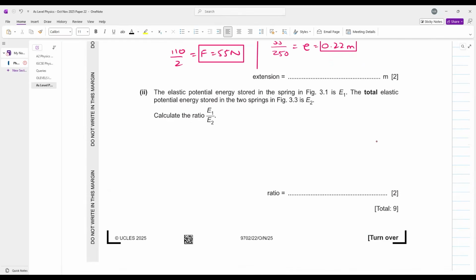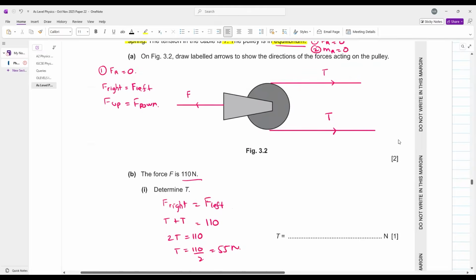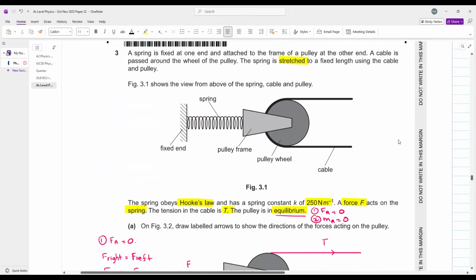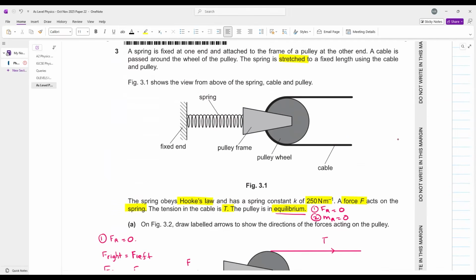The elastic potential energy stored in the spring in figure 3.1 is E1. The total elastic potential energy stored in the two springs is E2. Calculate the ratio E1 over E2. We have to find E1 over E2. First of all, let's find E1. What is the energy stored in one spring in figure 3.1? How much energy is stored in your spring here?